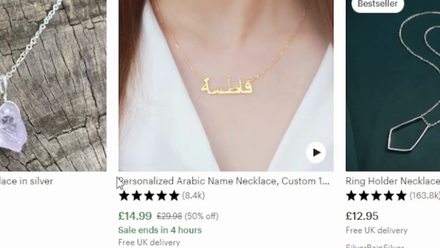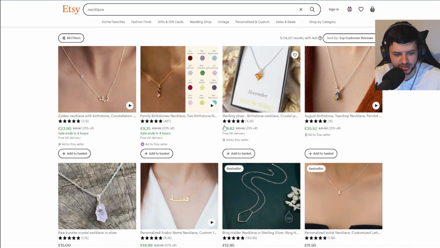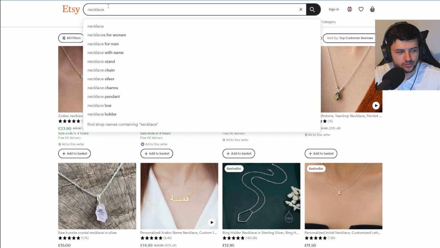So we have some pretty cool ones. I particularly like this one, this personalized Arabic name necklace. That's quite cool as well. That'd be quite a nice product to sell. So there's a lot of cool ideas down here. And also when we type in a search keyword or search term, just like YouTube, it'll bring us a list that auto fills it with suggestions. So then we can also go from there with some more ideas.